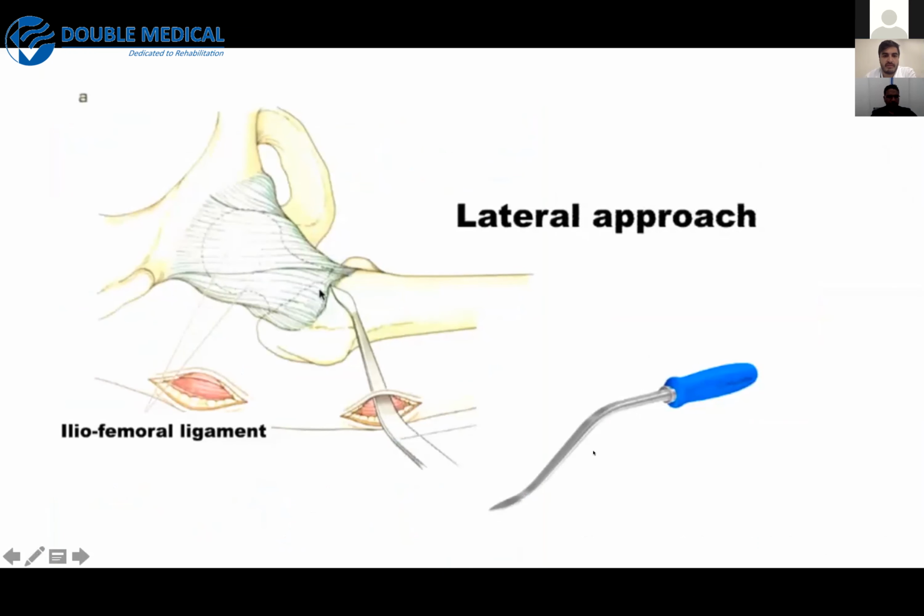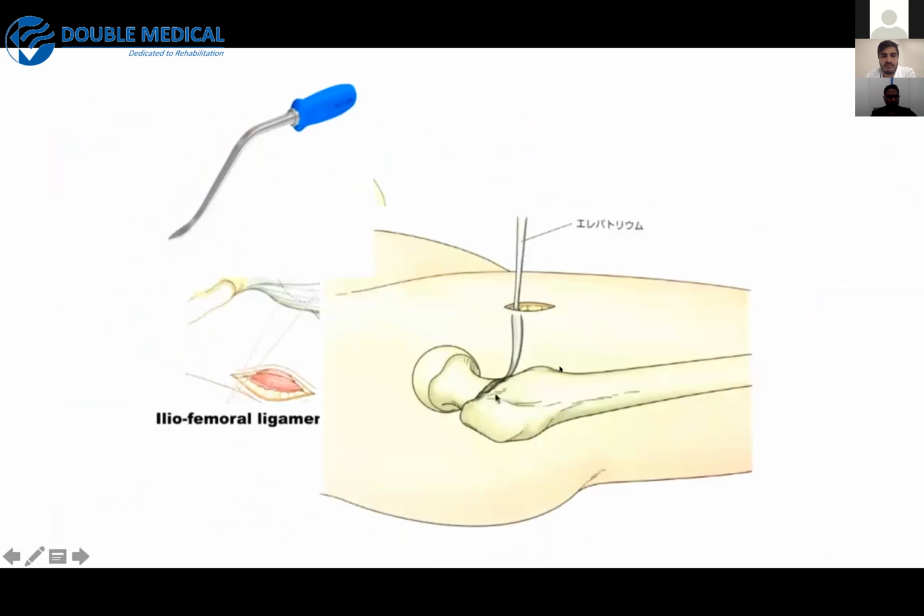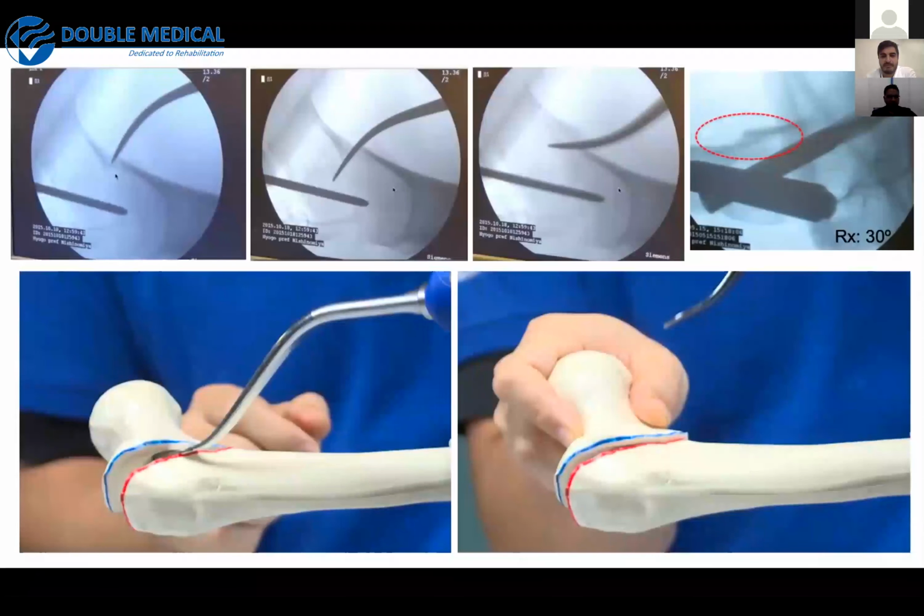One of the tips they give us to do this is using this instrument to achieve the positive alignment. So like you see here, you can do this, and with this maneuver, you can get a positive contact of the anterior cortex.